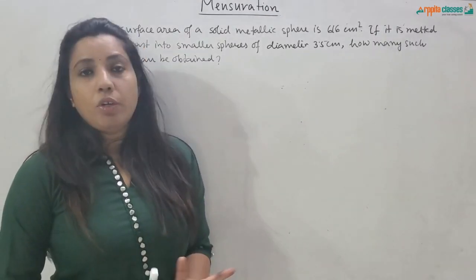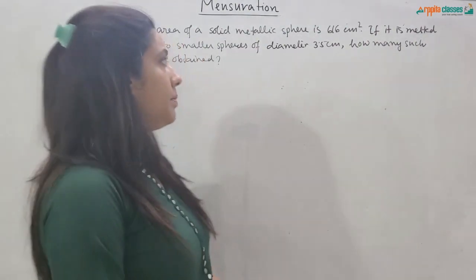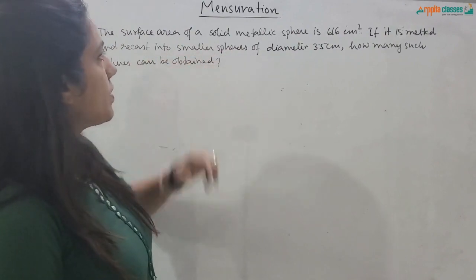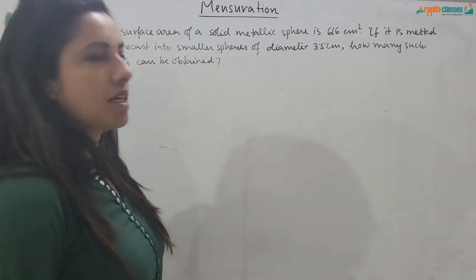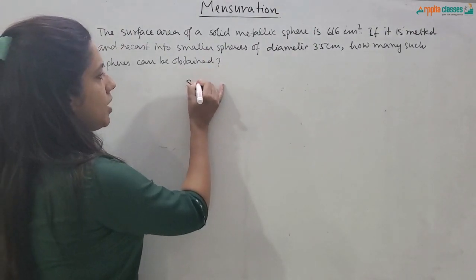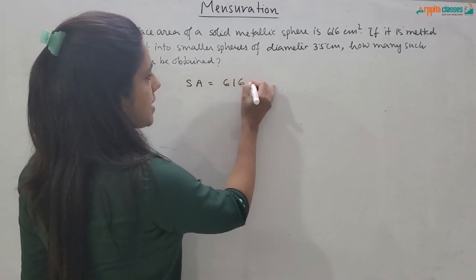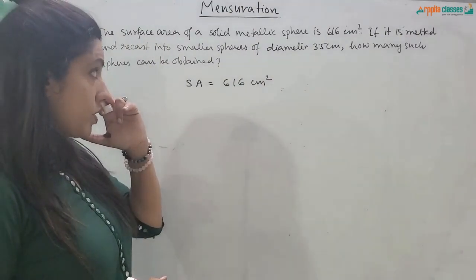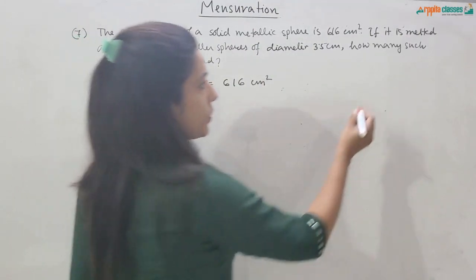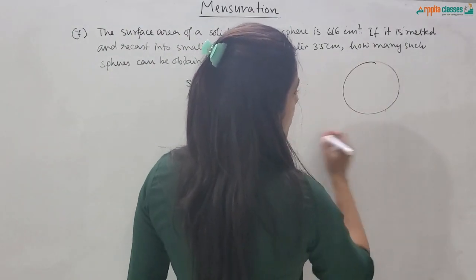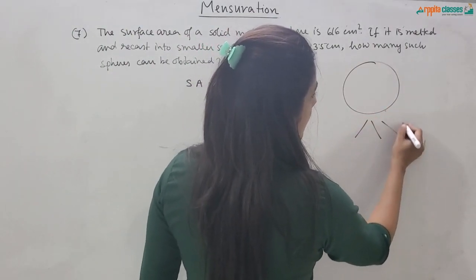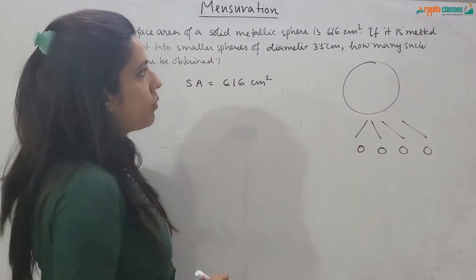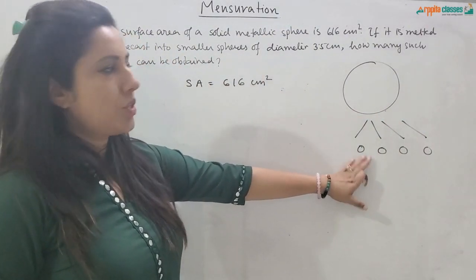So we will be moving towards the next sum, the 7th sum, which is the last sum in today's video. They are saying the surface area of a solid metallic sphere is 616 centimeter square. It is melted and recast into smaller spheres of diameter 3.5 centimeter. So a solid metallic sphere is melted and a number of smaller spheres are made. We have to find the number of such spheres formed.